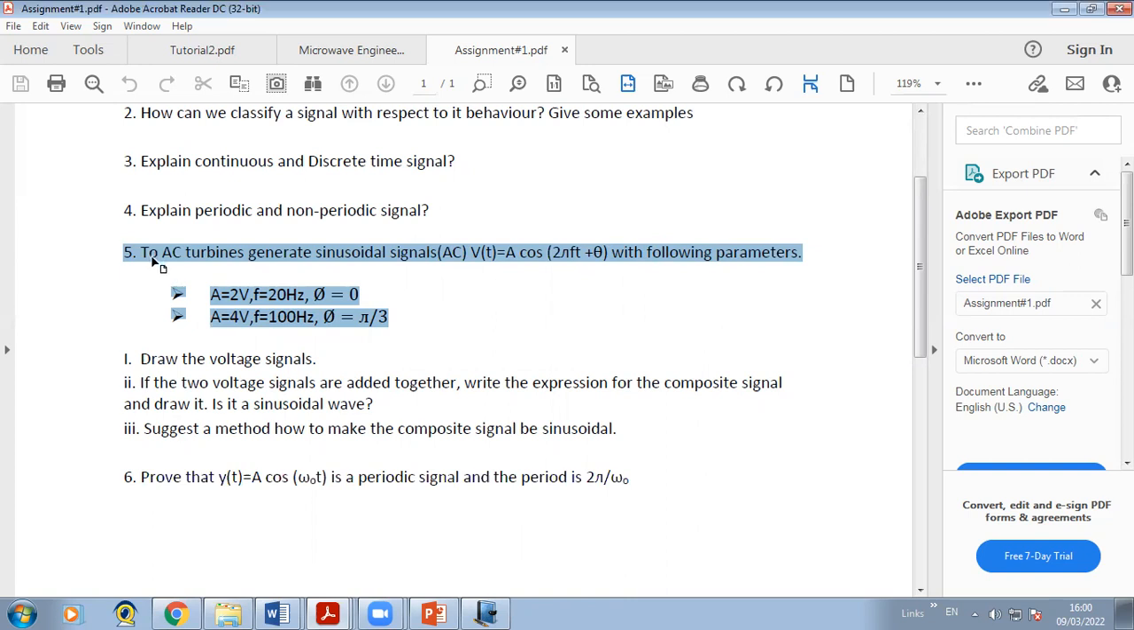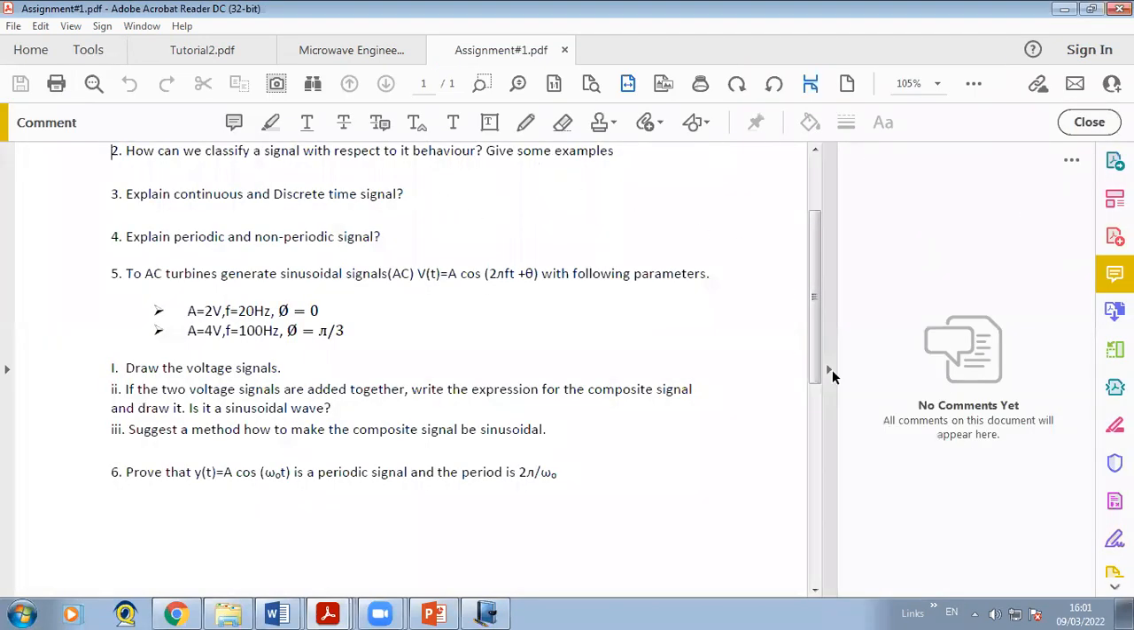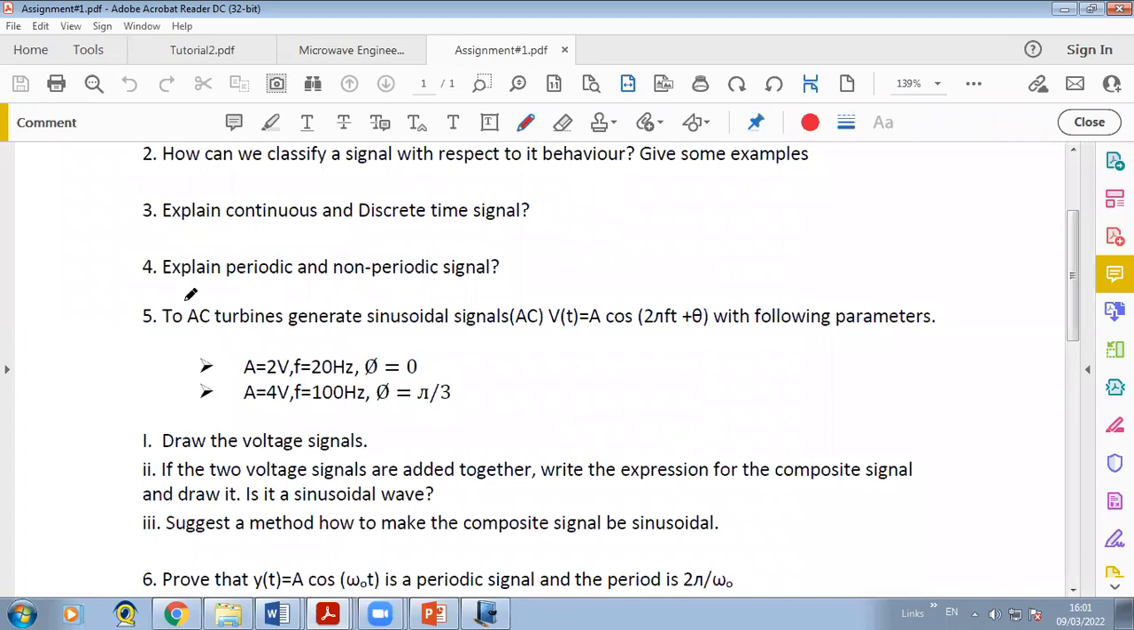It should be 2. Two AC turbines generate a sinusoidal AC signal. Normally if the voltage is alternating, we call it AC voltage. If we have a direct voltage, we normally call it DC voltage. AC means alternating current, but anyway we refer to it as AC voltage and DC voltage. Sometimes it is denoted ACV and sometimes DCV.